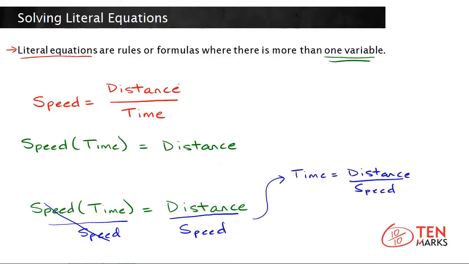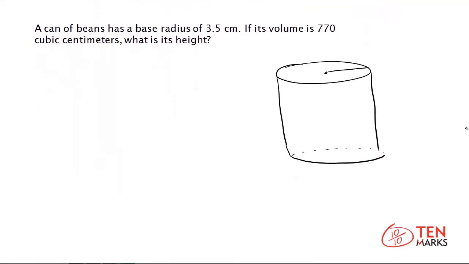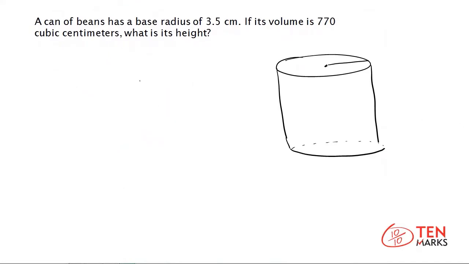Now what we did was we took this first literal equation that was solved for speed and we algebraically manipulated it, and we got to speed times time equals distance. So now you solve for distance, and if you wanted to solve for time, we took that one step further and solved for time. And this is how you can manipulate literal equations. Let's try a problem together. A can of beans has a base radius of 3.5 centimeters. If its volume is 770 cubic centimeters, what is its height?